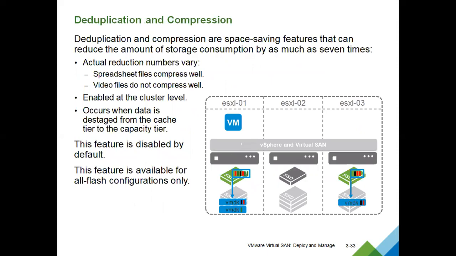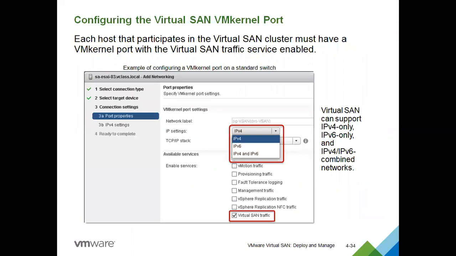Dedupe and compression is one of the services of VSAN that we can enable. That's definitely going to save your storage, and probably you are aware what dedupe and compression is. Wherever I have a duplicate copy of data, it's going to be converted into a single copy, and in that way it's going to save your storage. That is just one of the features. Configure it for each and every host where you are going to configure the VSAN cluster. It's very simple. Just go there, enable the virtual SAN traffic, and put in the IP address and configuration.